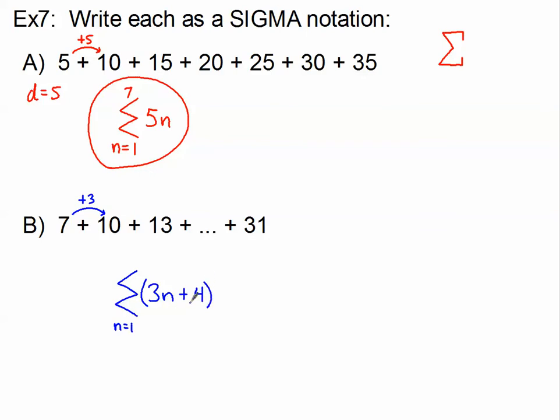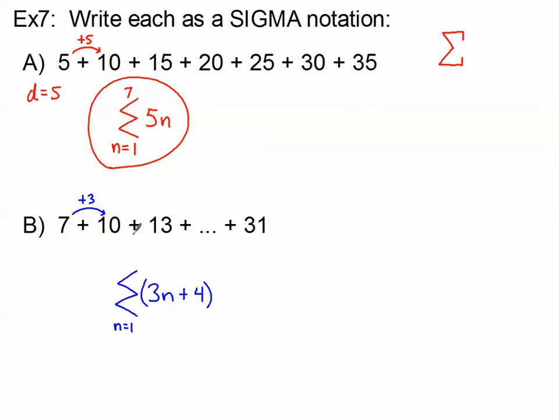Let's see if this works for the second term. The second term would be found by plugging in a 2. So that means 3 times 2, which is 6, and then 6 plus 4, hey, that is correct. We get a 10. Maybe check one more time. Plug in a 3. 3 times 3 is 9, and 9 plus 4 is 13. So this starts to work. I see that. The question is, where do we stop?